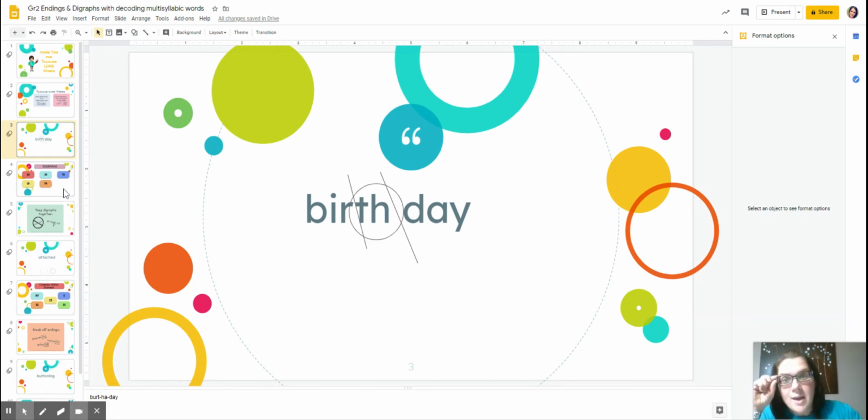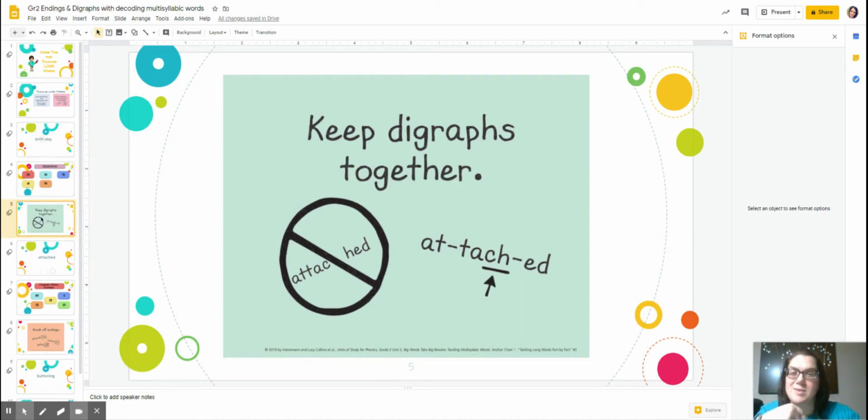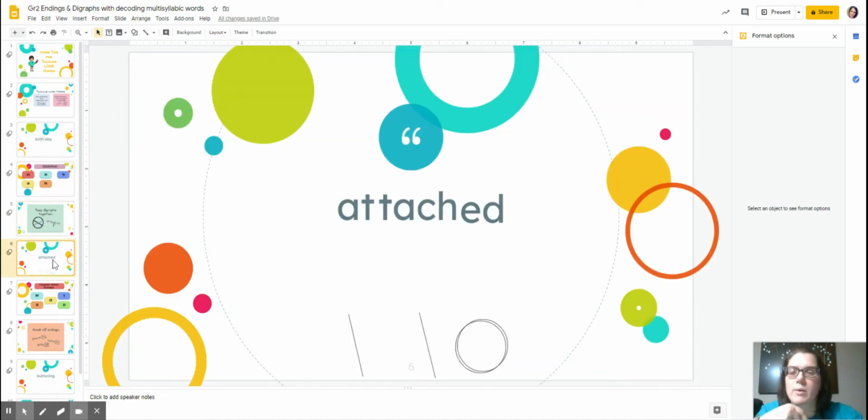So another thing I want you to consider is when we are reading words and we're trying to chop apart our consonants or pull apart our syllables, I need to make sure that you keep those digraphs together. So I have one more word I want you to look at today.